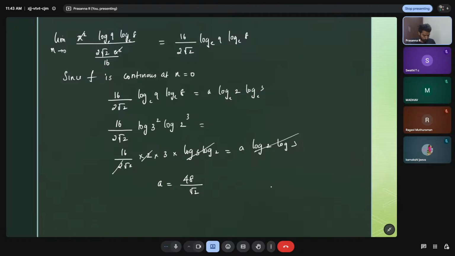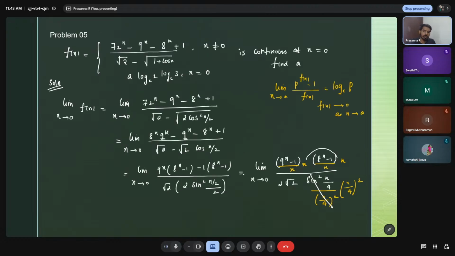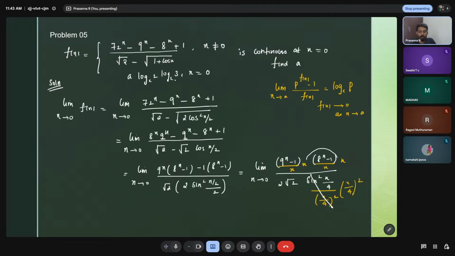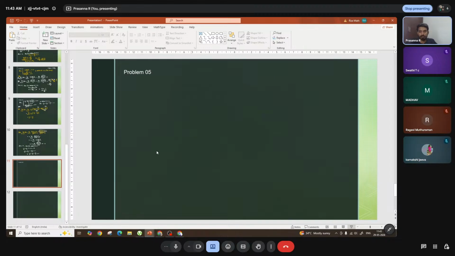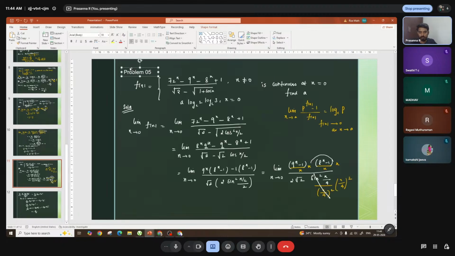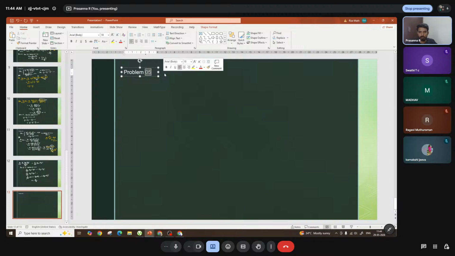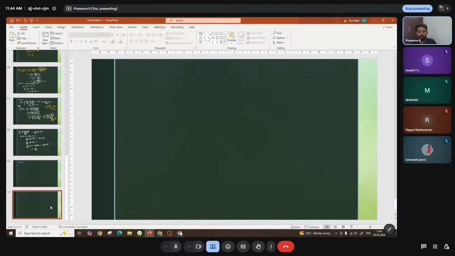So they have given that the function is continuous at 0. They are asking what is the value of a. So you just find the limit of this function and equate it to the function value at 0. Everything is based on standard formulas only. If you master standard formulas, all are very simple, right? Very, very simple. We'll move on to problem number 6. Continuity is very simple. You know limits.